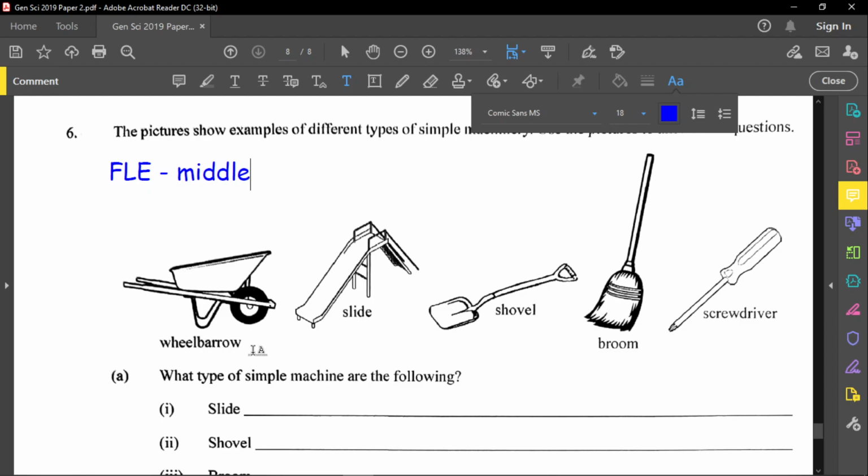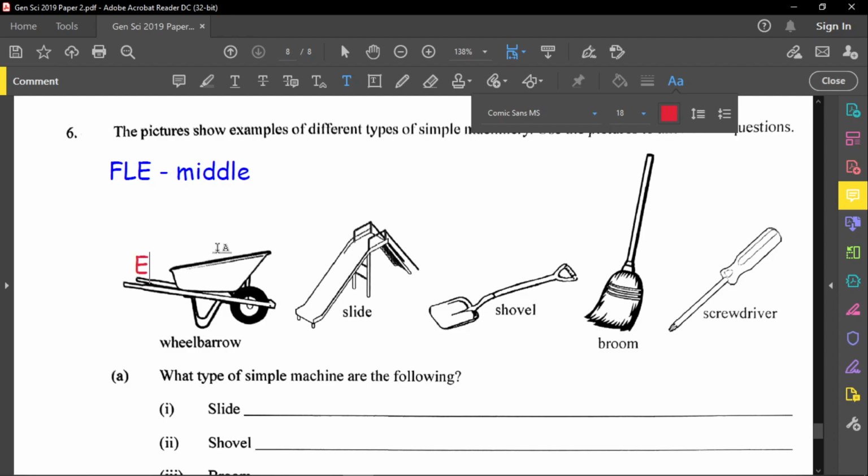All right, and so let's see if we could identify FLE on these machinery. And so for example, the wheelbarrow, let's use red here. So for the wheelbarrow, the effort will be where the handle is. So that's the effort. Let's put it a little bit higher. So the effort will be here.